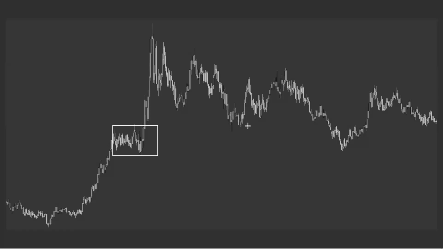So I should quickly point out that by the same logic, it's totally fine to take shorts in here on the lower time frames. You just have to know where you're getting out.